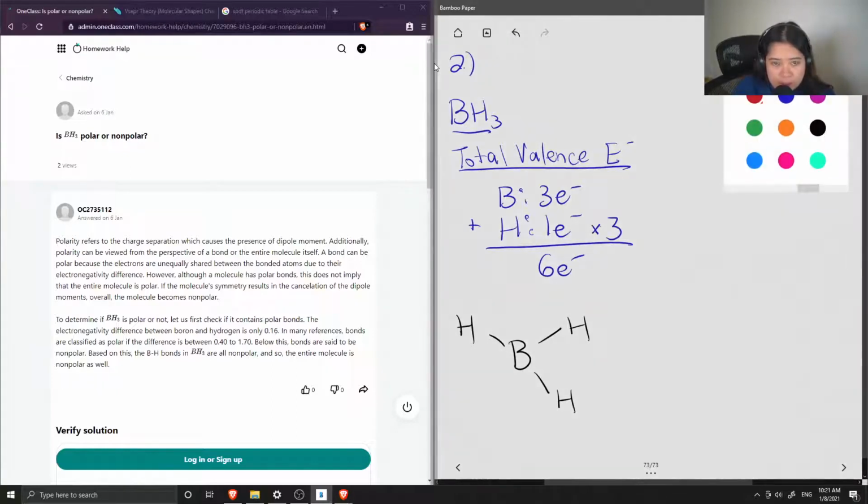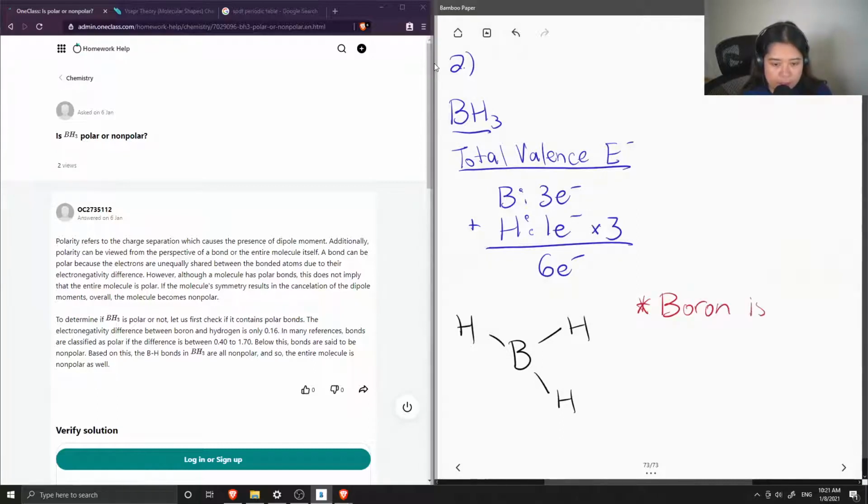So note that boron doesn't have 8 electrons, and this is important because boron can be an exception to the octet rule. So it's perfectly satisfied only having 6 shared electrons. So this is our Lewis structure.